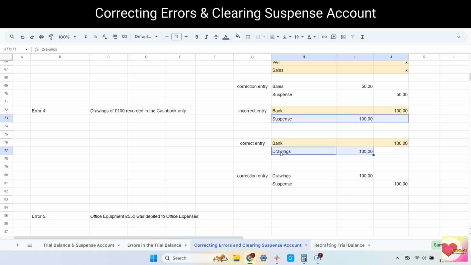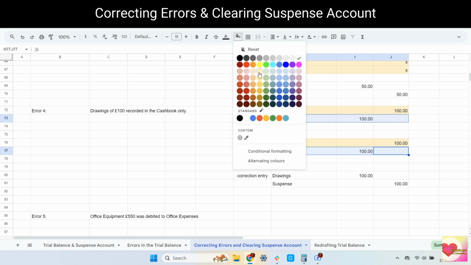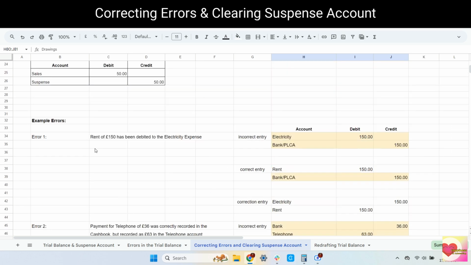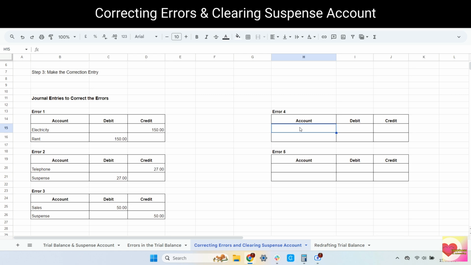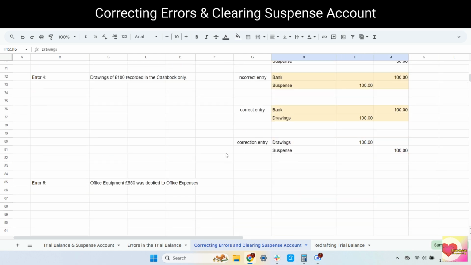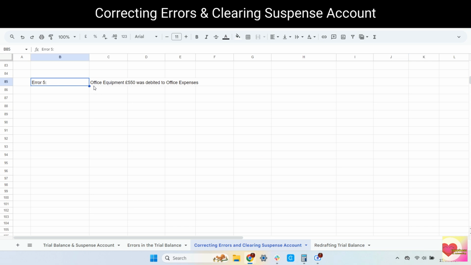We're done with all the corrections, so let's check if the double entry is equal. And it is equal, so let's copy this to our journal. Next, let's move on to our last error.